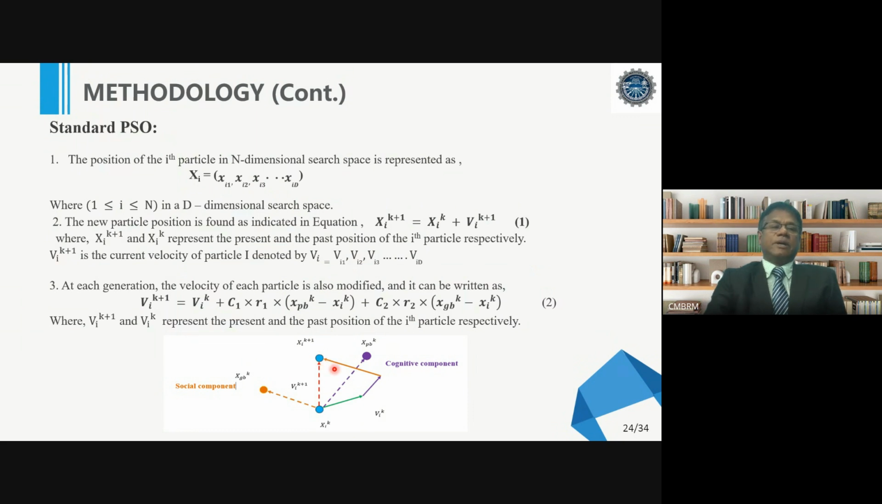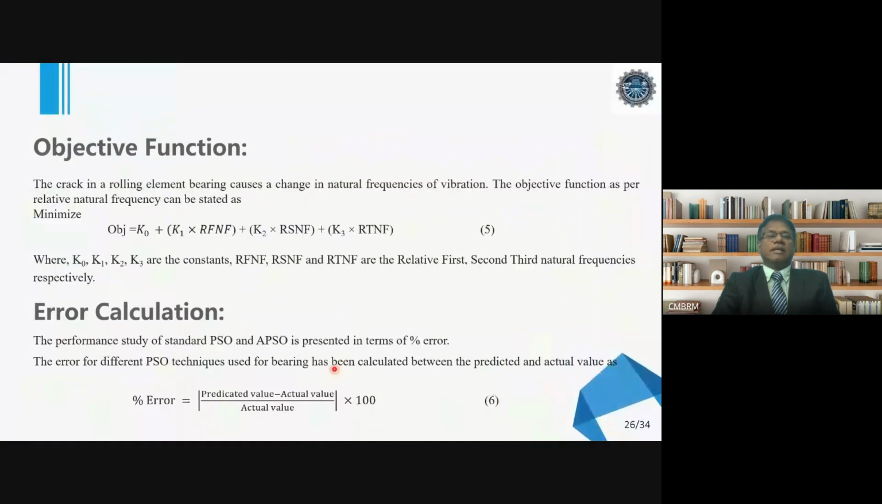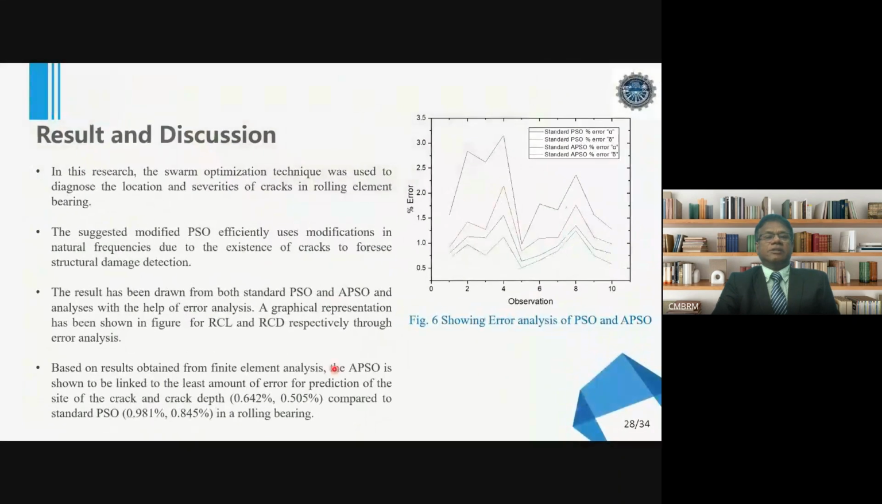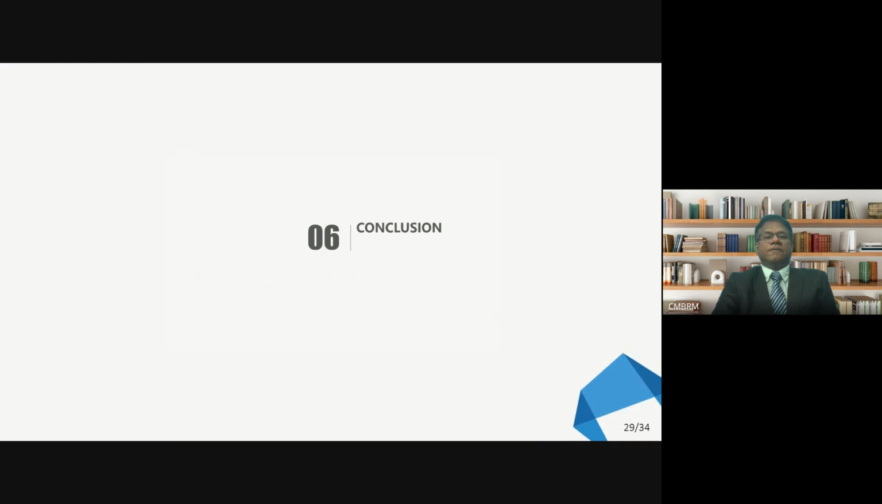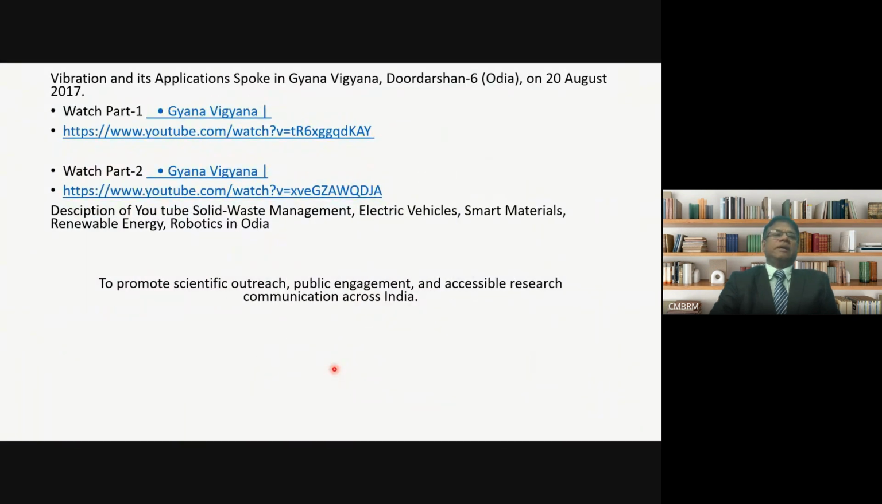Similarly, in this adaptation, we have the adapted PSO system. We get accurate results. This is the result discussion, and finally we conclude that through this AI technique we can get some results to predict things.